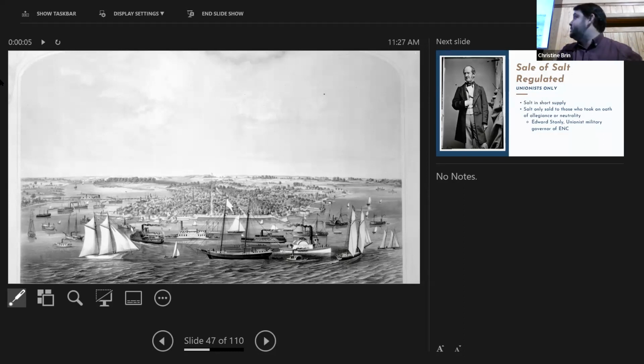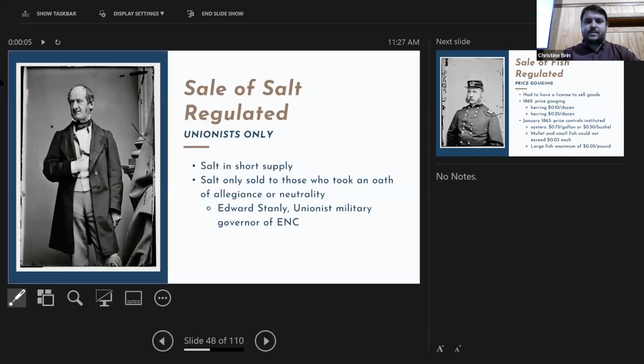As you can see, a lot of trees in New Bern, not as heavily developed at that time. So this is where the salt plays into our story. As we mentioned in the questions and comments, salt is pretty much essential for preserving not only fish, but other meats like pork. And salt was in short supply during the Civil War, and the Union military had direct control over the distribution and the availability of salt in New Bern.